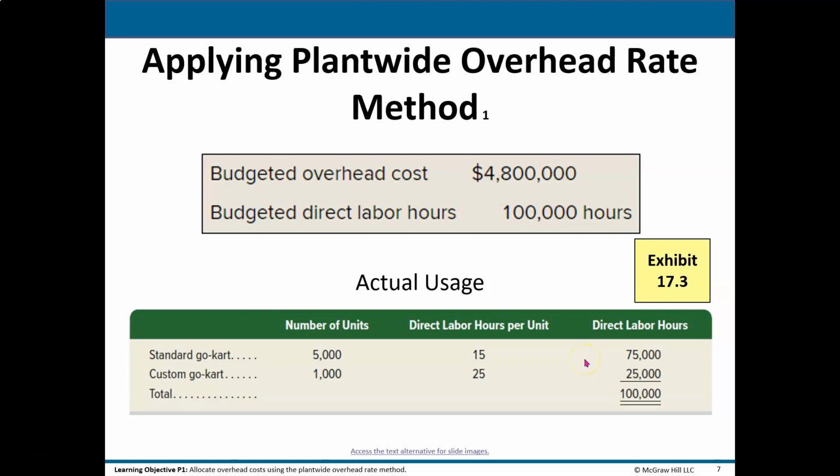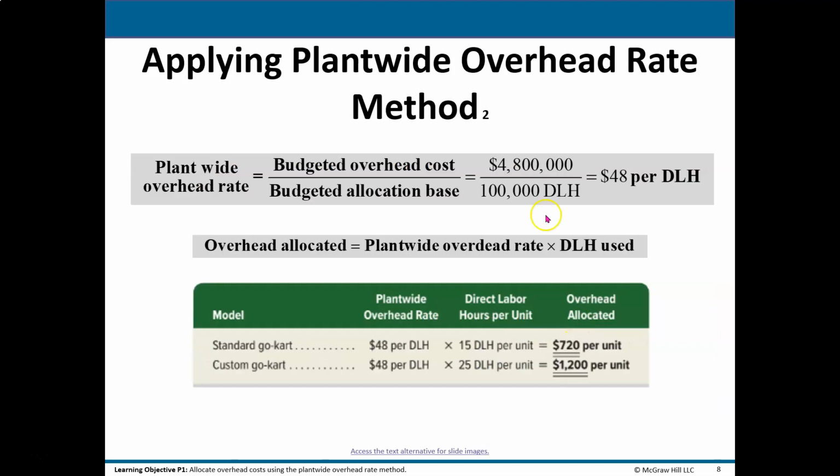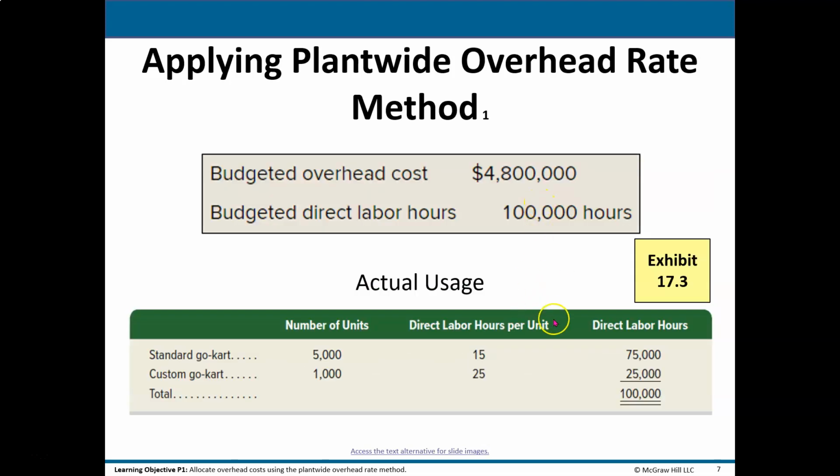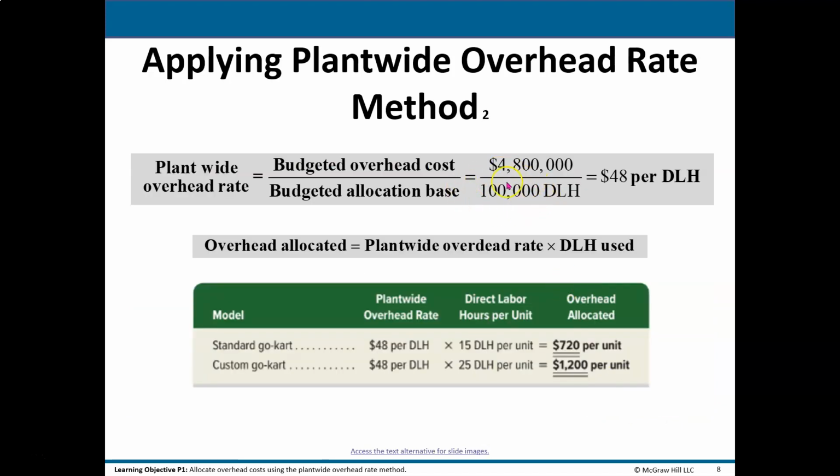So the total direct labor hours for making go-karts is going to be 100,000 direct labor hours, and that's where we are getting our allocation base. For a plant-wide overhead rate method, we have to look at how many direct labor hours we're going to use for each product, and then add up the total direct labor hours used for each product to get the total for what we're going to produce this period. And that's where we're getting our 100,000 direct labor hours.